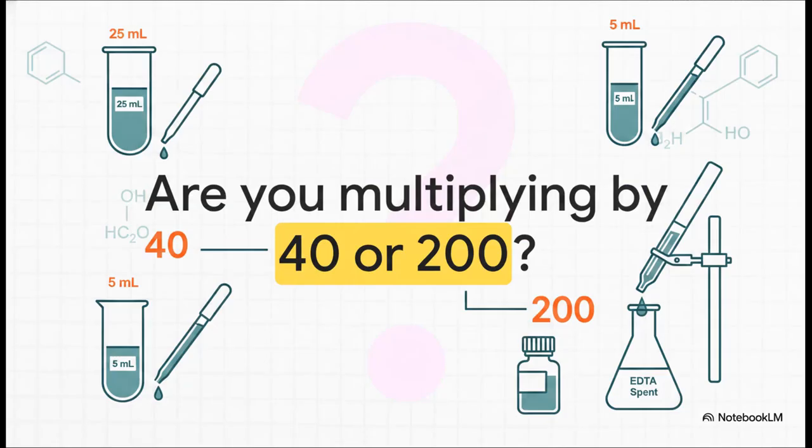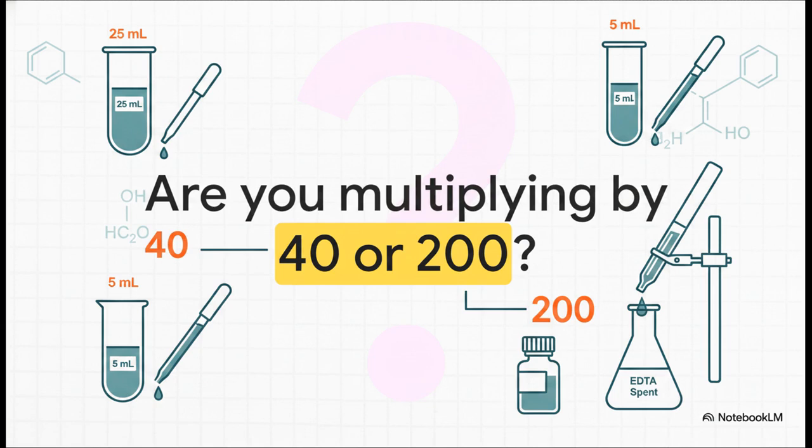Time for another quick logic check. Are you multiplying your spent milliliters by 40 or by 200? Using the wrong multiplier for your sample volume is another huge trap. Look, a 25 milliliter sample means you multiply the spent EDTA by 40. But if you're using a 5 milliliter sample, that strictly requires a multiplier of 200.